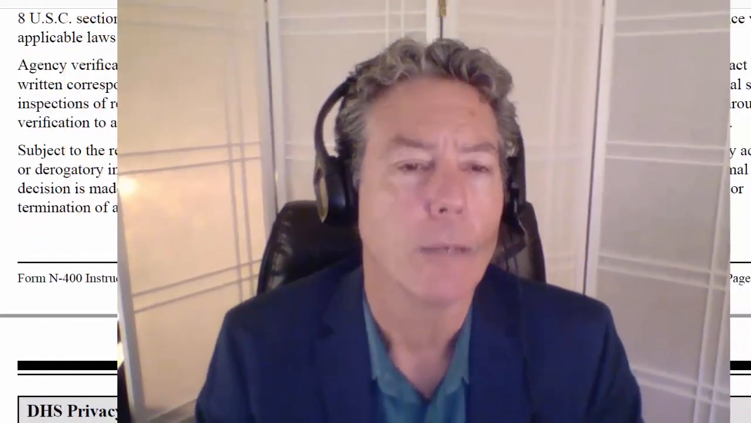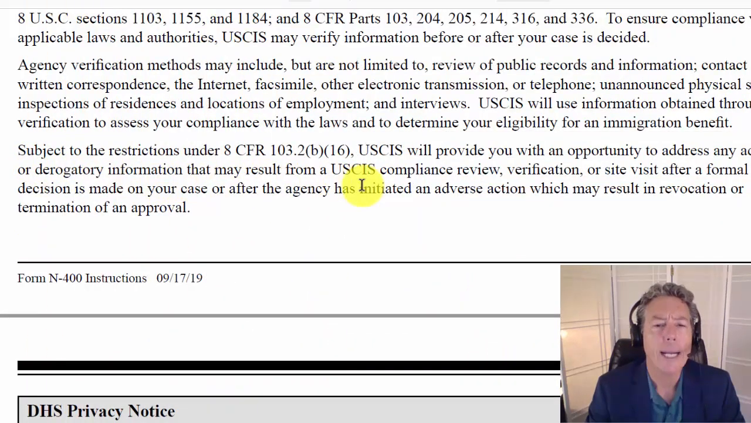So just know, again, we do not want to lie, and we want to be really upfront with what we're saying on here. It's rare that they'll do this, but if you hide something, they can open the gates of hell and unleash the Kraken on you if they want to. Subject to the restrictions under 8 CFR 103.2(b)(16), USCIS will provide you with an opportunity to address any adverse or derogatory information that may result from a USCIS compliance review, verification, or site visit after a formal decision is made on your case, or after the agency has initiated an adverse action which may result in revocation or termination of approval.